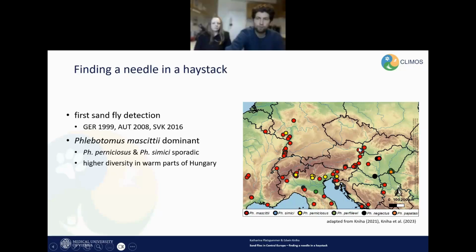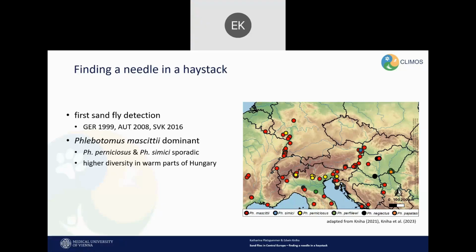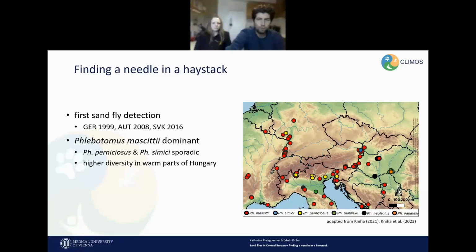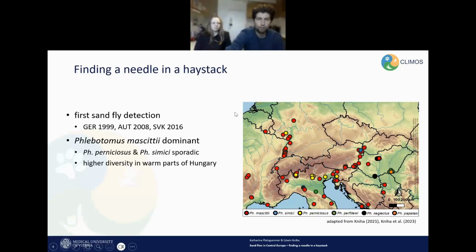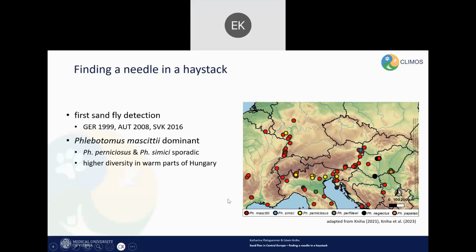And then there are additionally some quite peculiar records of, for example, Phlebotomus perniciosus here in yellow in Germany and Phlebotomus simici in Austria. Both of them have only been recorded sporadically, and by that I mean only one time and then never again. So this, of course, gives rise to a lot of different questions. Some of those cannot be answered at the moment, but I will go a little bit more in detail on that.